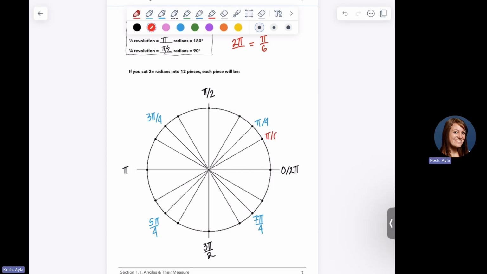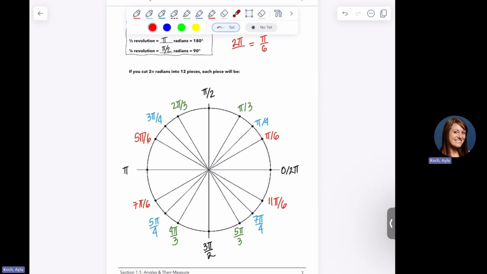This is pi over 6. This is pi over 3. This is 2 pi over 3. This is 5 pi over 6. This is 7 pi over 6. This is, where am I? 4 pi over 3. 5 pi over 3. And 11 pi over 6. And I want you to recognize some stuff here.